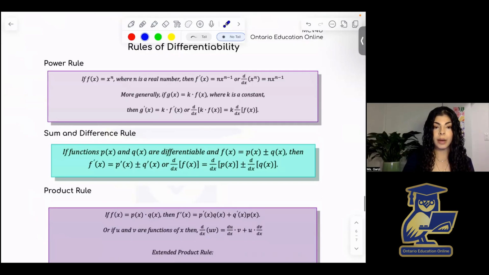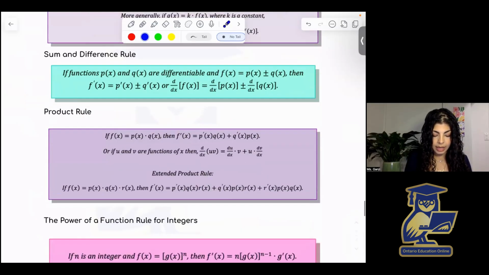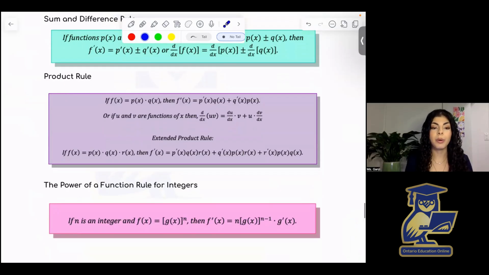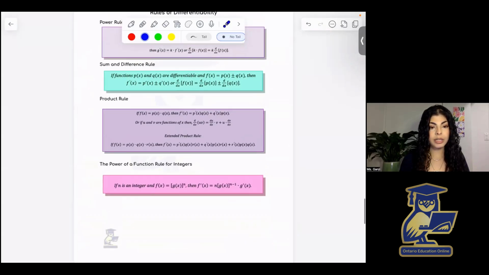And like I mentioned, now we have our rules of differentiability. So power rule is there, sum and difference rule is there, and now we have product rule and power of a function rule added in here as well. And that's a wrap on our lesson for today.